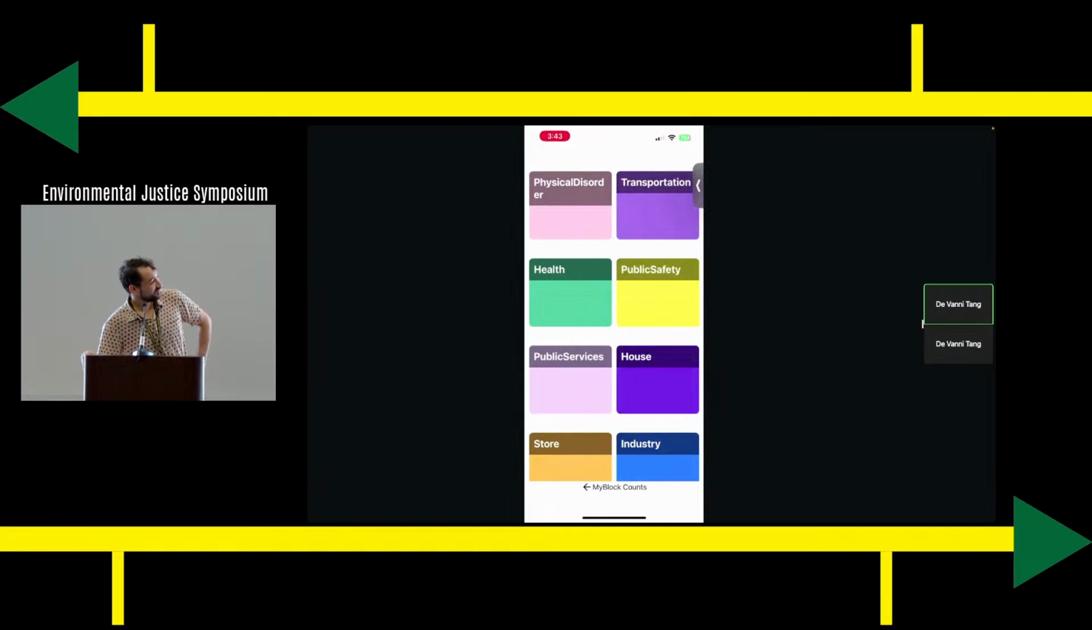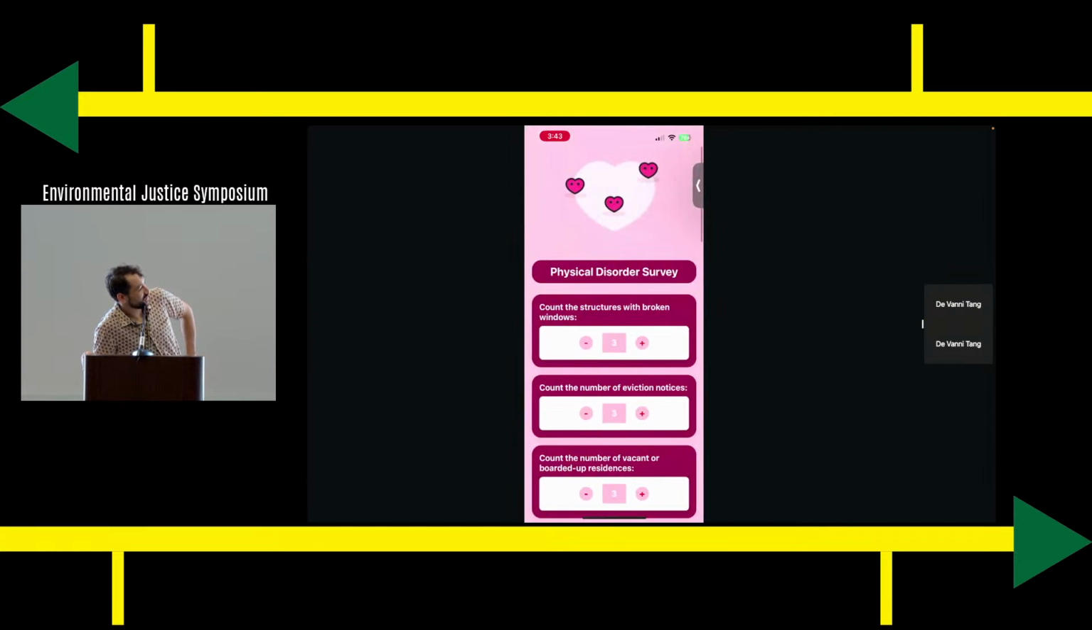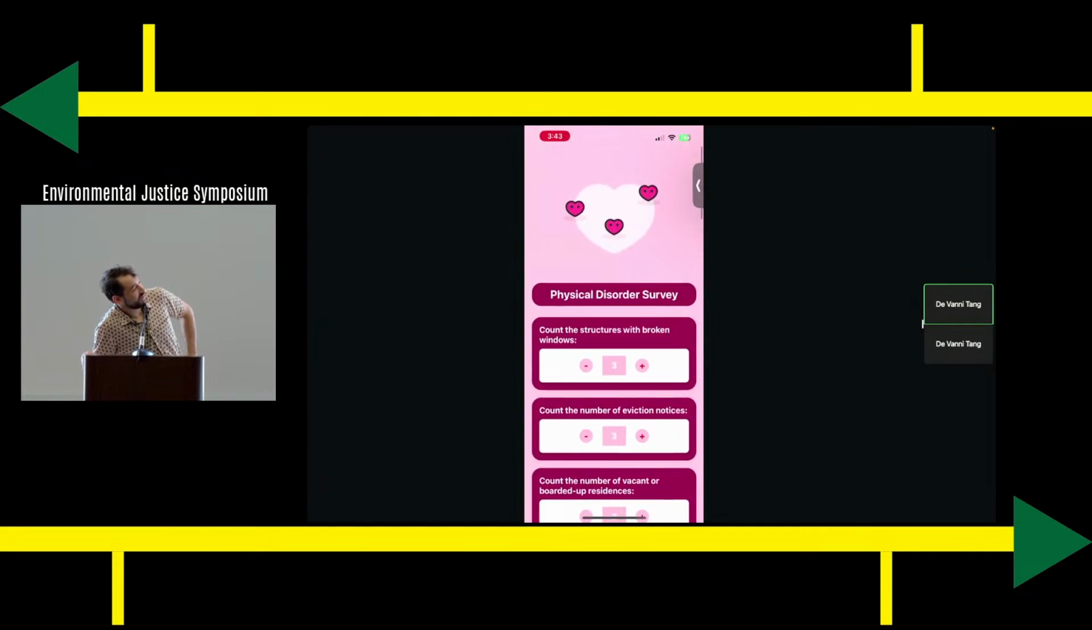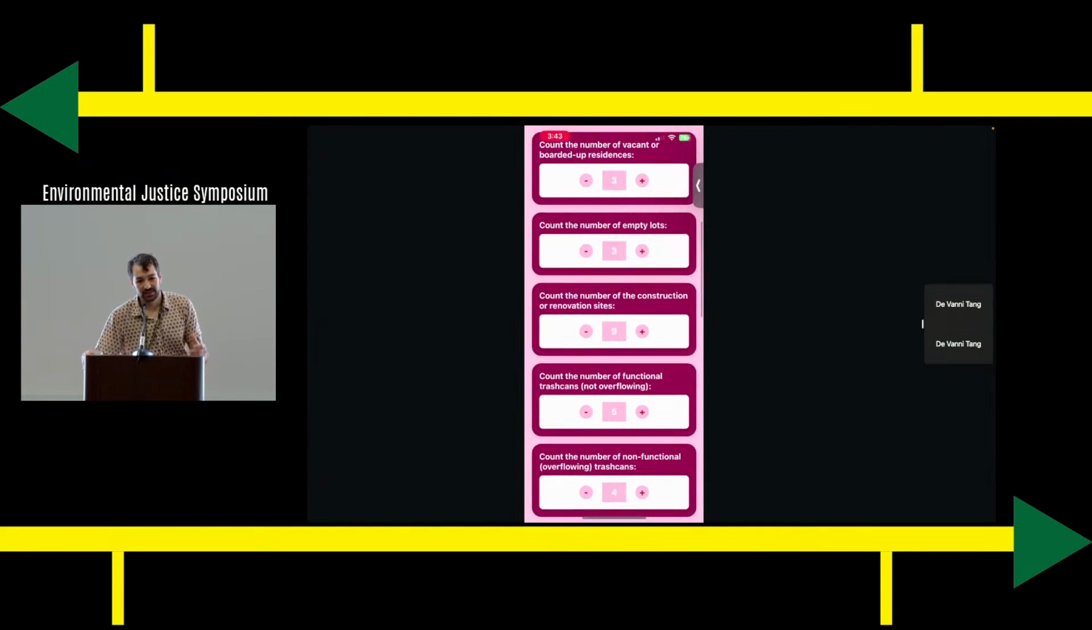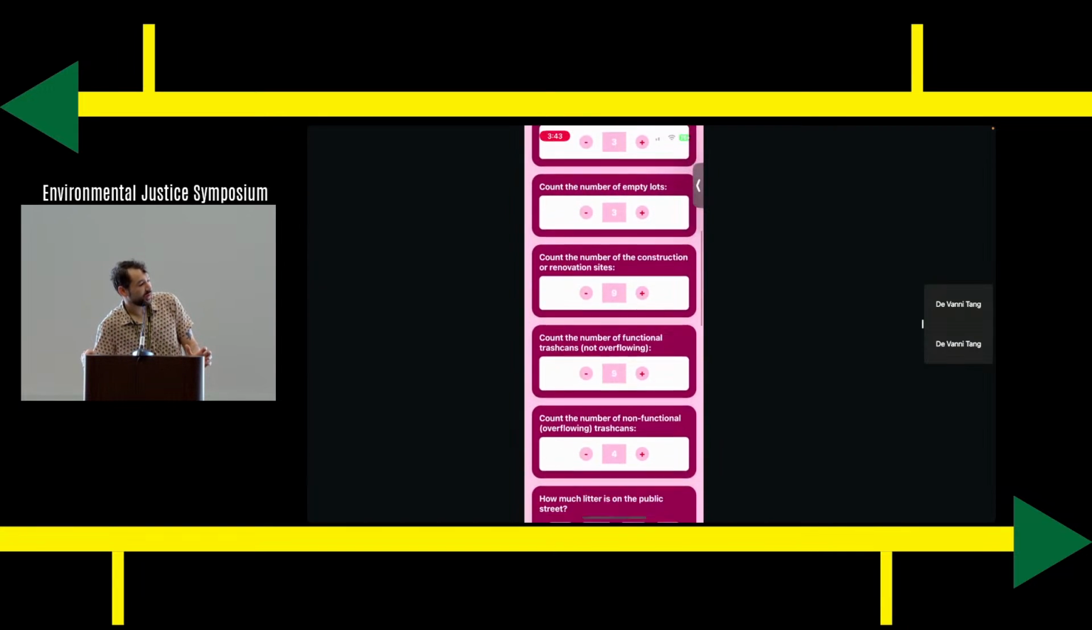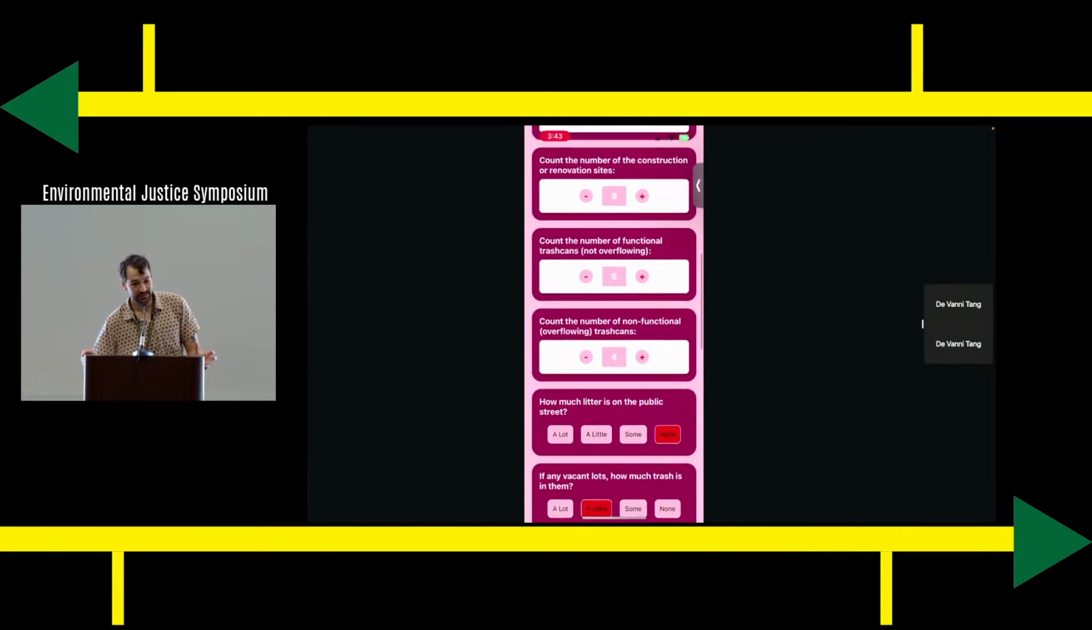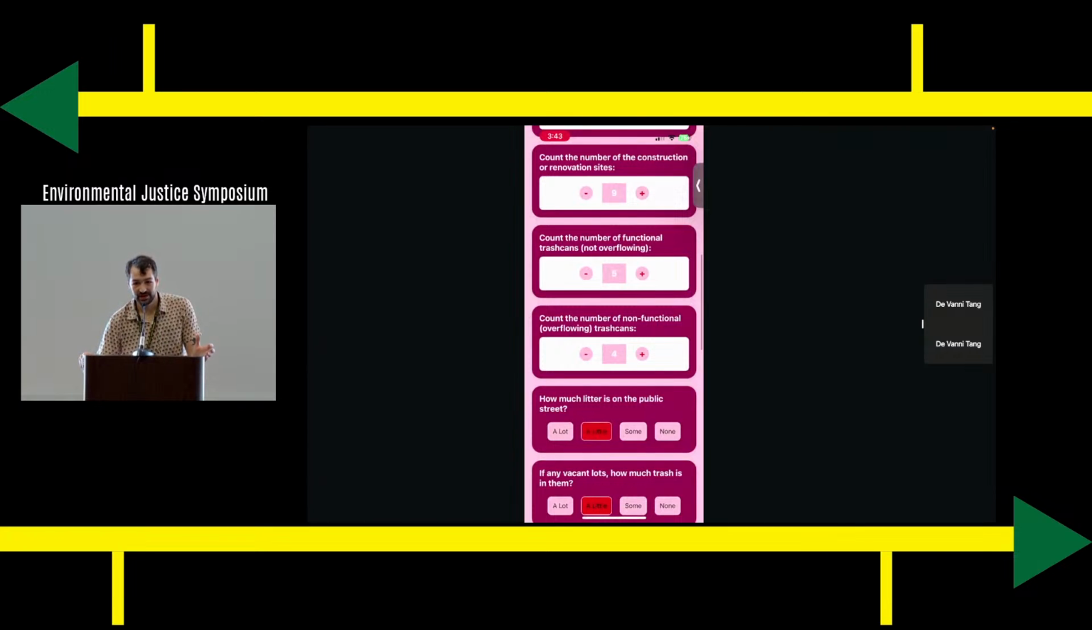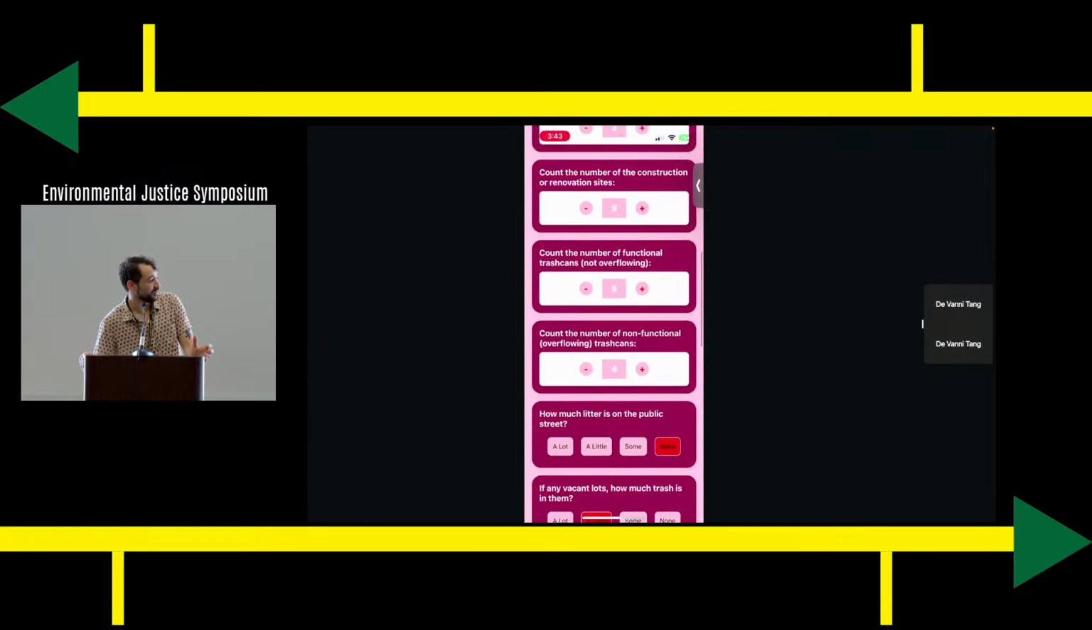I don't know which one you guys would want. Let's start with physical disorder. I feel like that's a comprehensive one. The physical disorder survey is one of the more important data sets that I think we are going to be collecting, simply because these are the things that are not very often collected by government data sets.